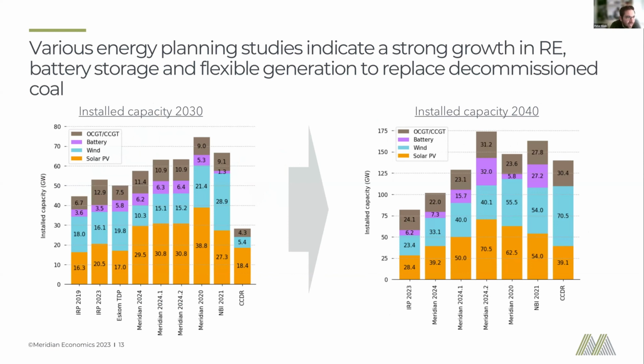In terms of where different planning studies are envisaging the energy mix, in terms of installed capacity from different renewable and dispatchable technologies, we see there's a growing body of studies that have been done. So we have the IRP type studies, what Eskom has put forward in the TDP. Then we have a range of scenarios that we've modeled previously for our ambitions work, which was back in 2020, and then our more recent work.